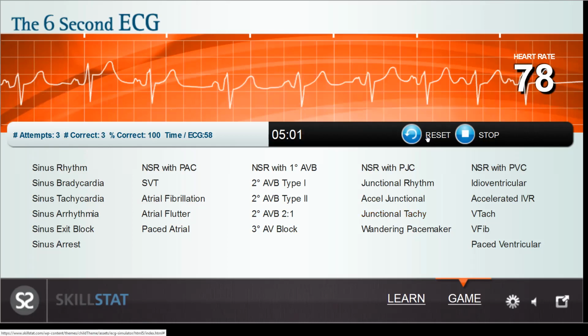This one they're calling sinus arrhythmia. That's the one for peds associated with breathing, where it speeds up and slows down with breathing.